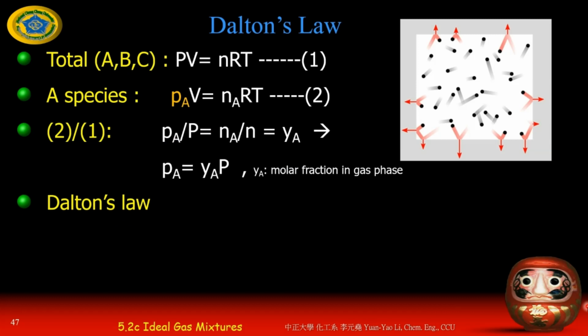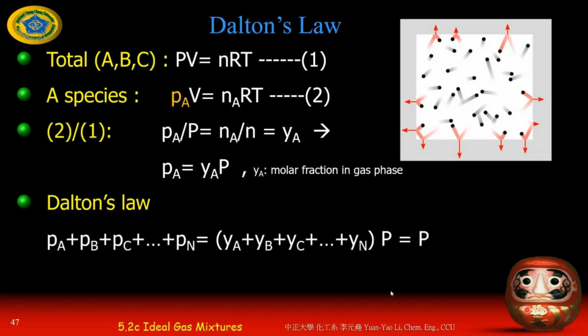So Dalton's law is that if you add up partial pressure A, partial pressure B, and partial pressure C, all the different substances together, you will get the total pressure P here. Again, this is not difficult at all for you to remember.